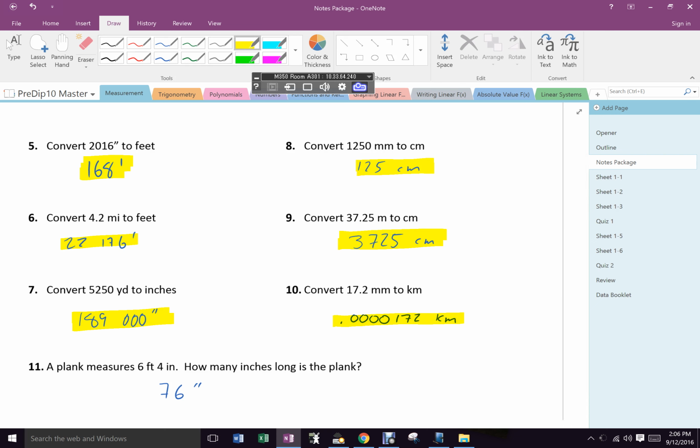Which one? 6. 4.2 miles to feet. So I want feet, so I look on my chart. 5,280 feet is 1 mile times 4.2. So 4.2 times 5,280 got me that.